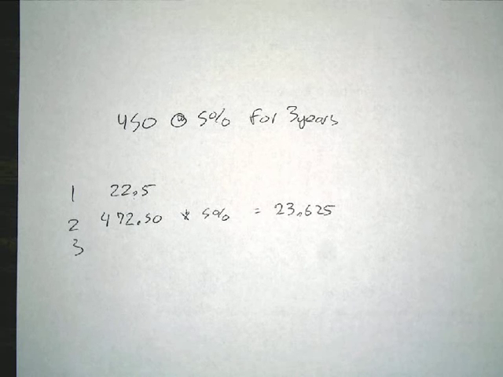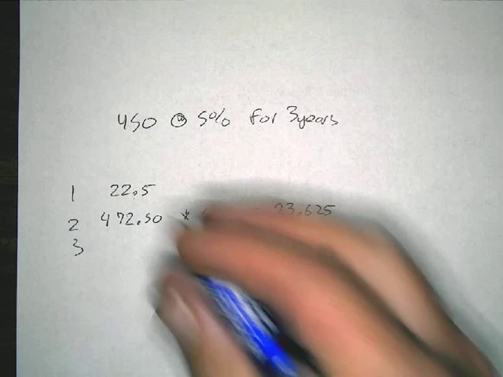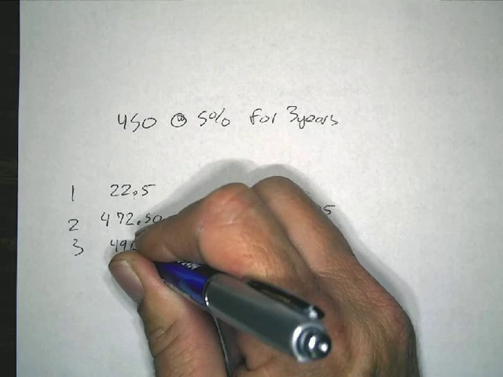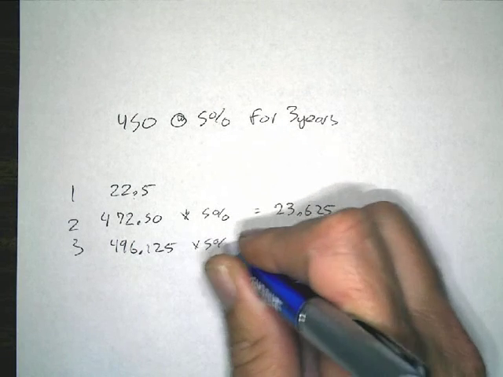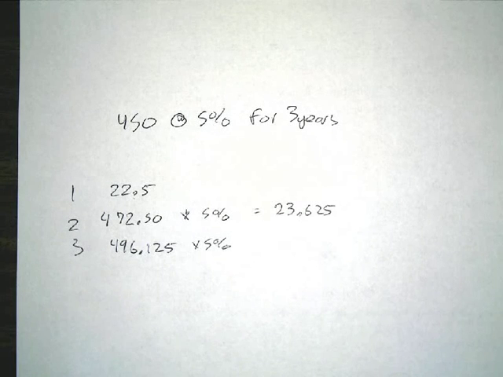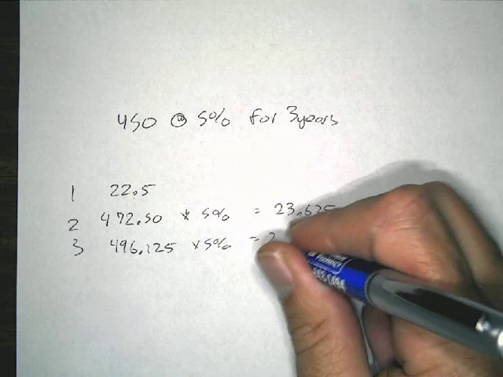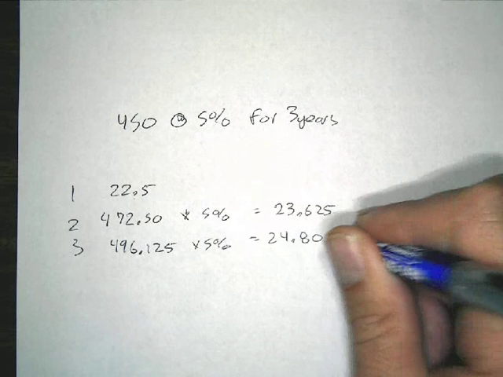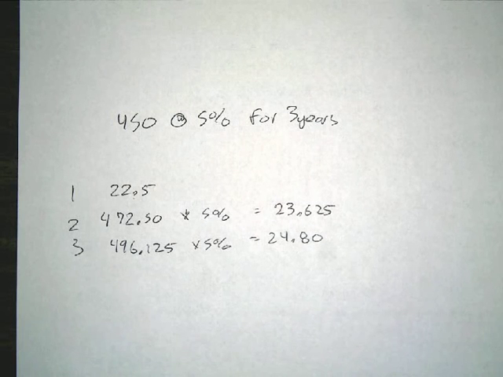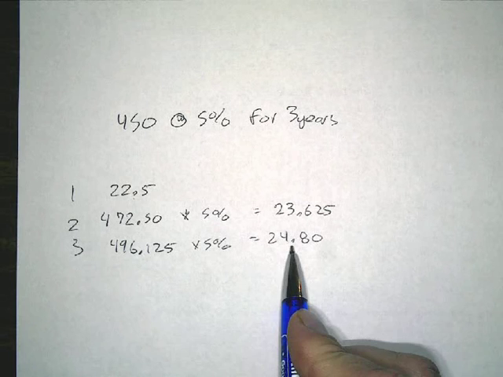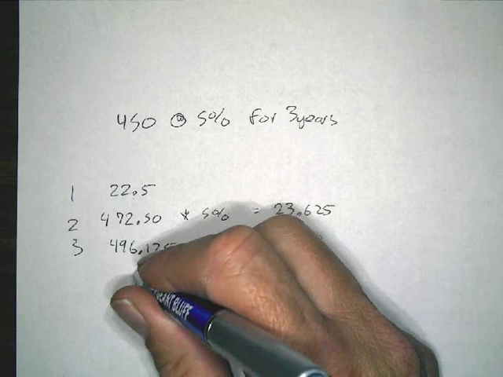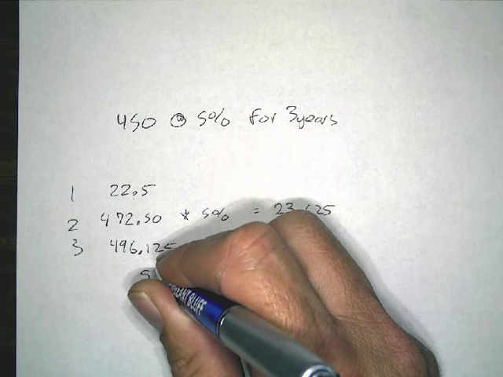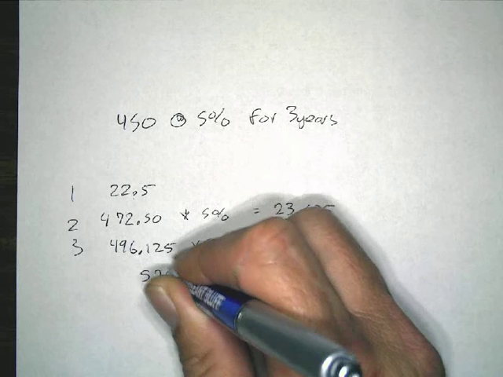Okay. So year 3, we would start with 496.125. We're going to take this times our 5%. We get $24.80. So to find our total after 3 years, we're going to add our amount in interest back to our original amount. And our total amount of money we have after 3 years after compounding every year is $520.93.